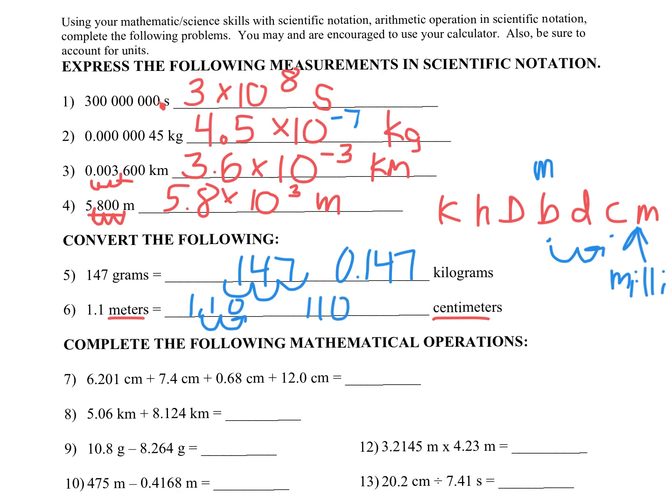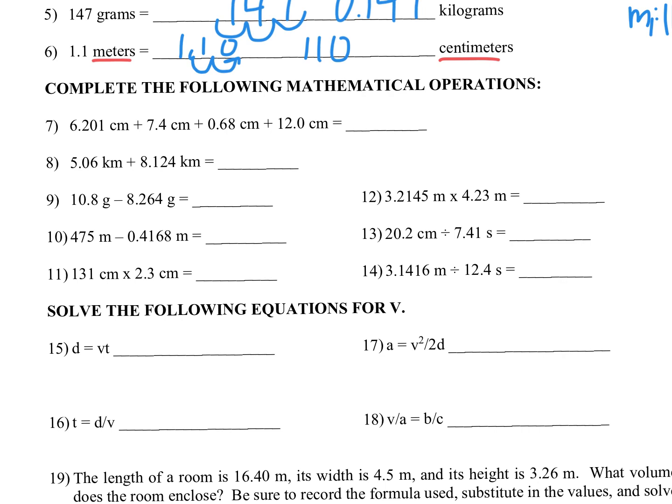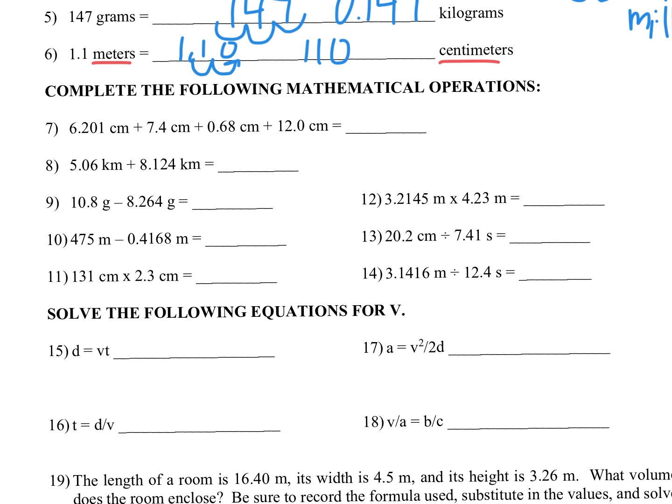Hopefully that helps. Next up, sometimes people overcomplicate. Don't. All right? It's just mathematical operations. First thing, number 7, all of them are in centimeters, and you're adding them. So good news. Just add them up all on your calculator. 6.201 plus 7.4 plus 0.68 plus 12.0 gives you about 26.28. Most importantly, what are the units?